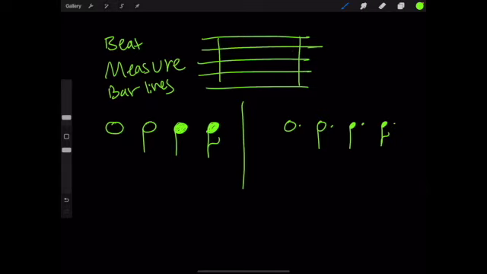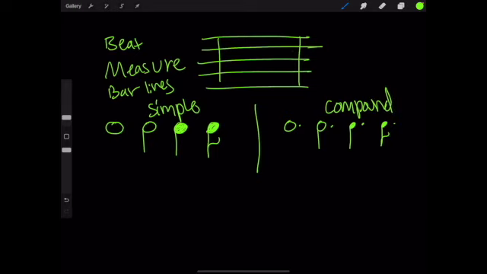Now it depends on whether our time or our meter, which is kind of the pattern of beats, okay? The pattern of beats. Whether our meter is simple, which actually should be on this side, sorry. Simple or compound. Simple means it's divisible by 2. The beat is divisible by 2. Compound means the beat's divisible by 3.